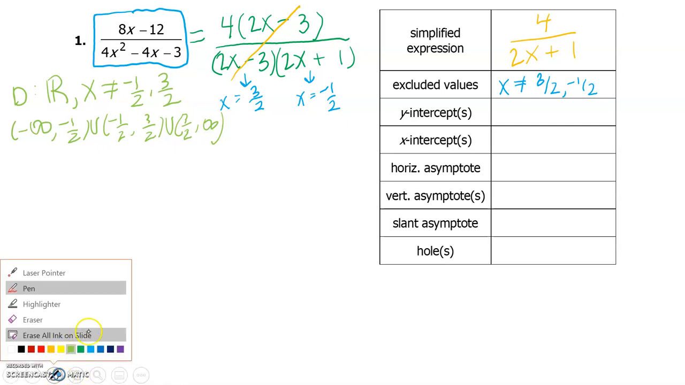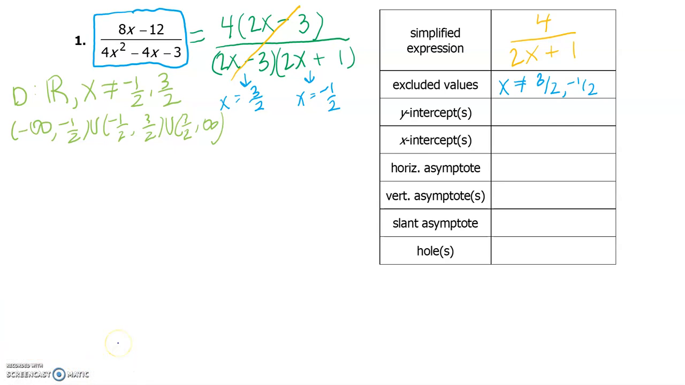I'm going to go ahead and jump into, because those excluded values are going to be either a vertical asymptote or they can be a hole. What cancels is going to be our hole. So if I'm looking at this one, we can see that 3/2 was the factor that canceled out, so that's going to be my hole. The one that was left over was when x was equal to negative 1/2. Now notice I did leave the hole as 3/2 comma something, because we often want to know exactly where that hole is located.